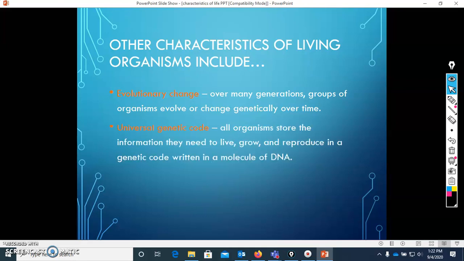The final characteristic is that everything has a universal genetic code, that being DNA. All living organisms on Earth, from bacteria all the way up to us complex humans, have DNA. They all use the same four letters, A, T, G, and C: adenine, thymine, guanine, and cytosine. The only thing that differs is the arrangement of those letters. The sequence, or the order, that those letters are arranged in is what gives all the organisms on Earth their different traits, okay?